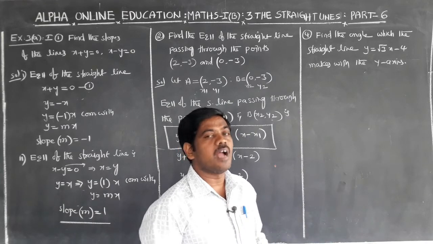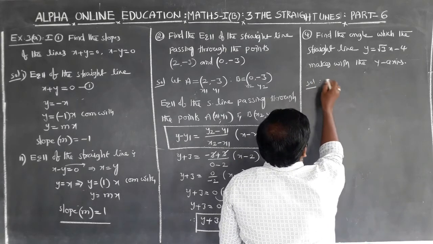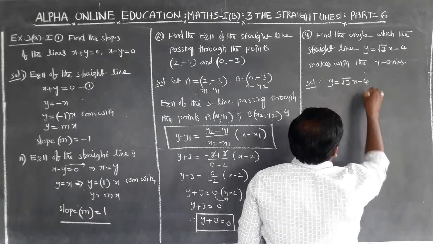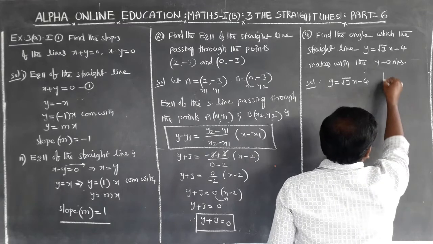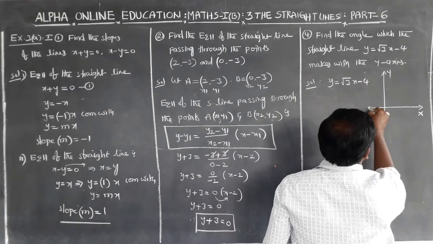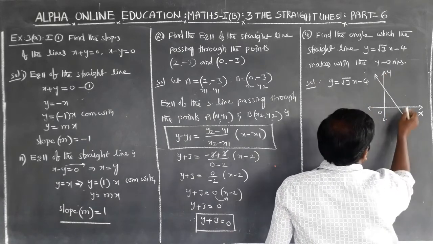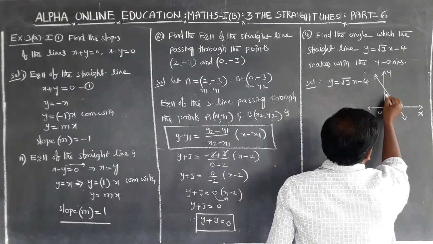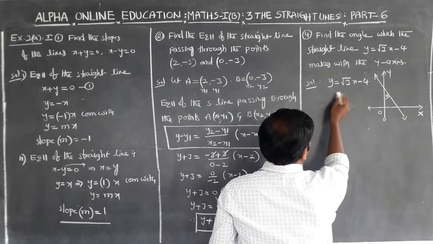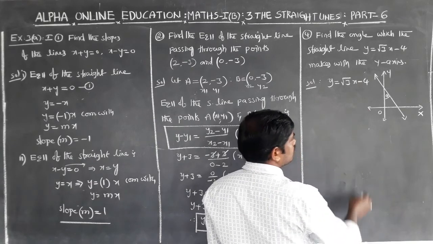Here, find the angle a line makes with the y axis. Equation of the straight line is y is equal to root 3x minus 4. This is the x axis, this is the y axis, this is the origin, and this is the straight line. A line makes an angle with the y axis.